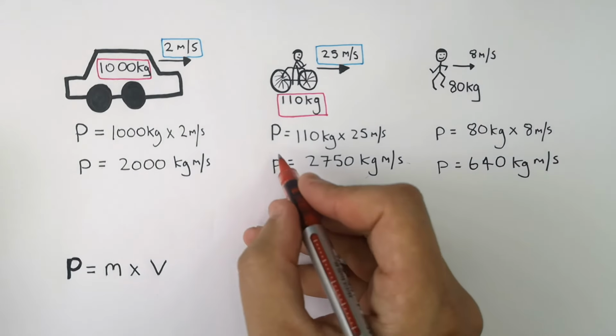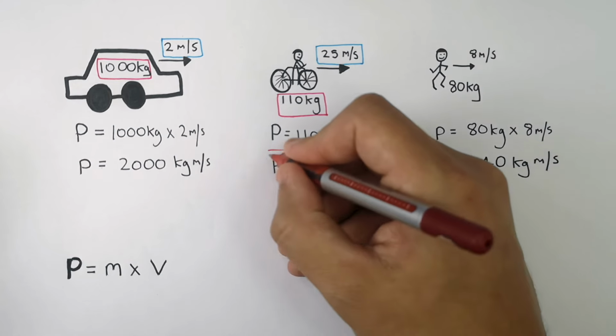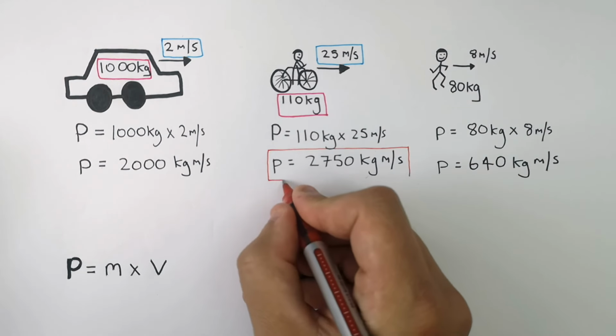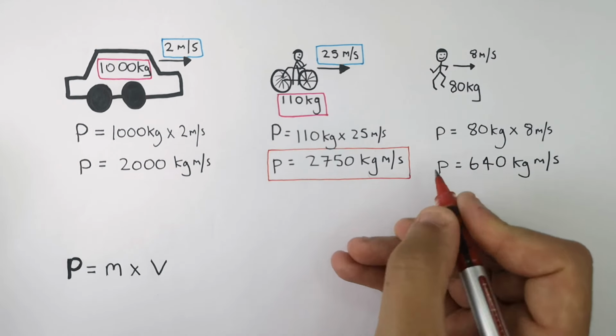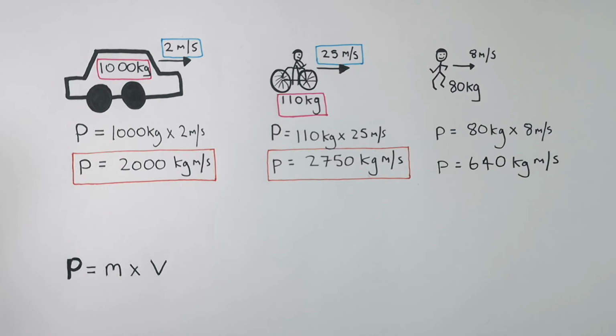So as you can see here, even though the mass of the cyclist is much smaller, it's got a higher momentum than the much heavier car. That is because both mass and velocity are used to calculate the momentum of an object. They matter just as much.